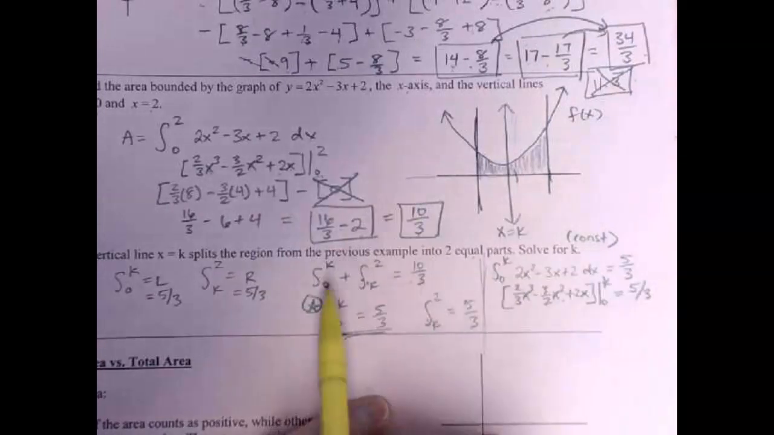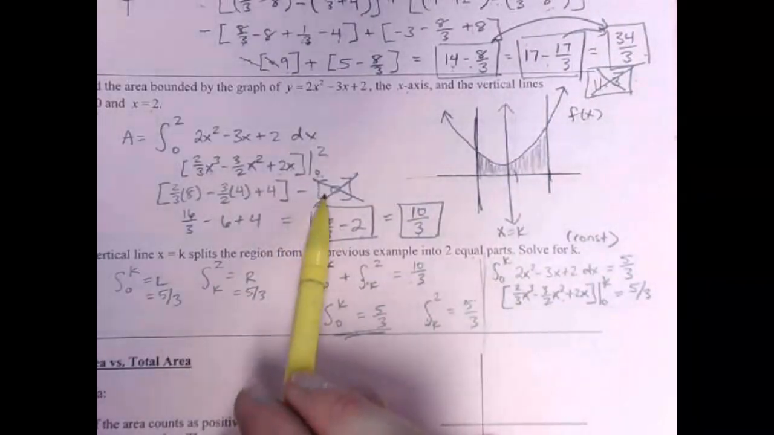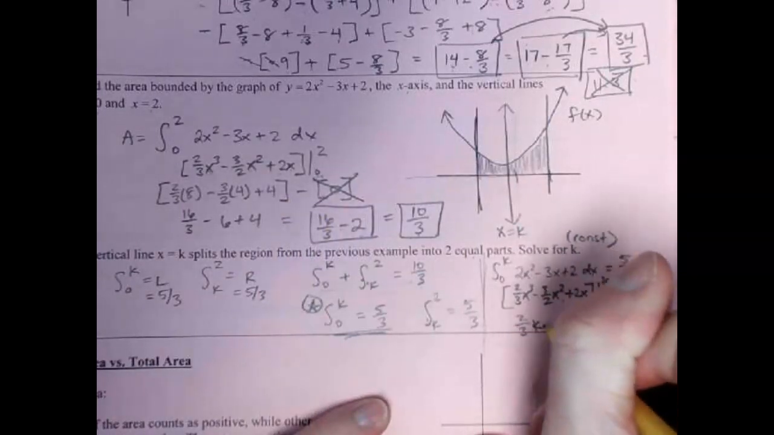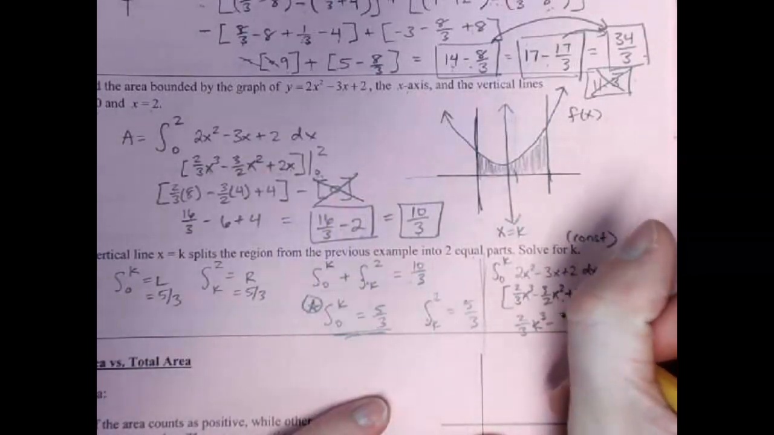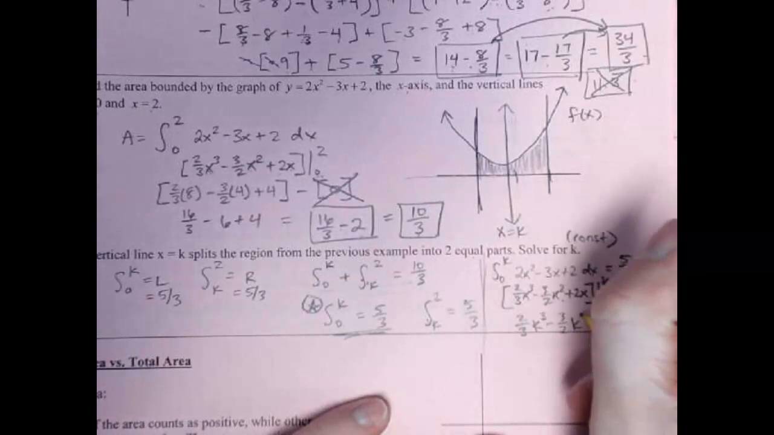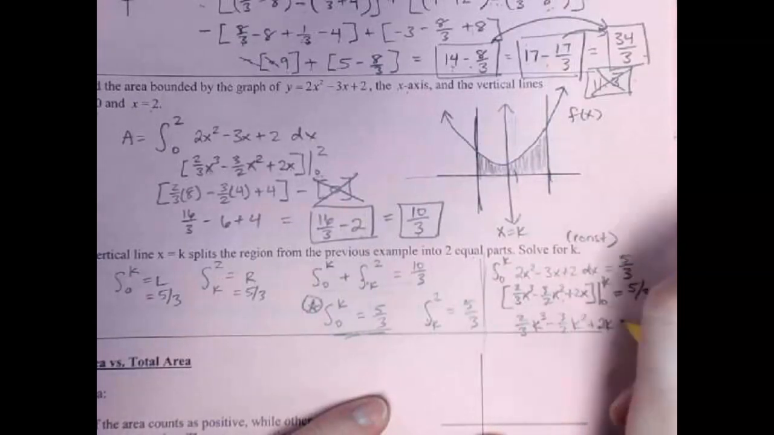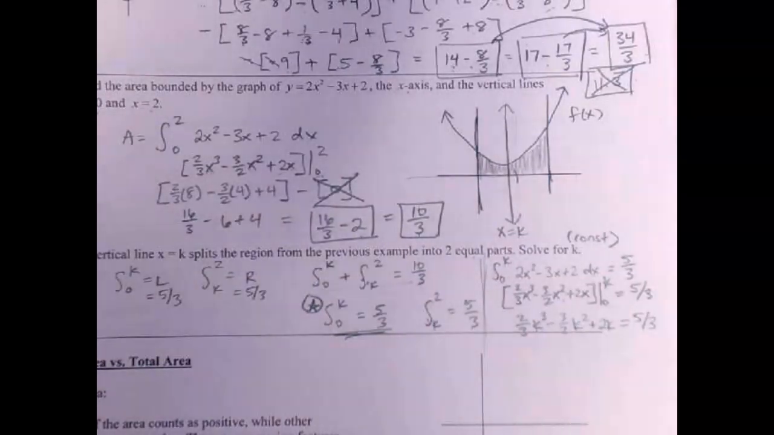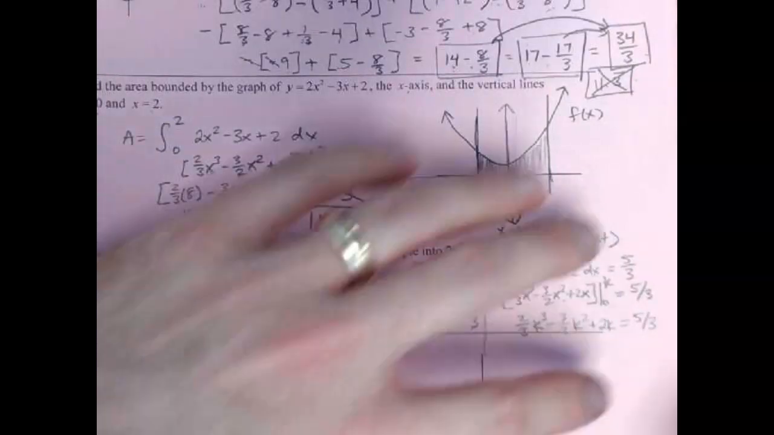When I plug in 0, the whole lower evaluation is going to cancel, so I'm just not going to write it. I have 2/3 k cubed minus 3/2 k squared plus 2k. That's going to need to equal 5/3. And then I could solve this. You could bring this over.